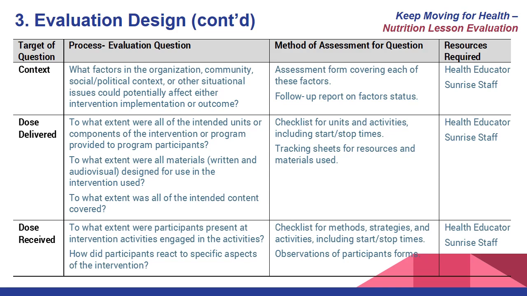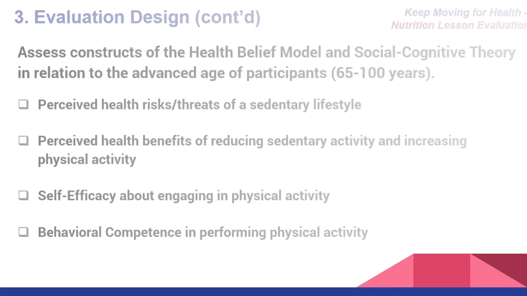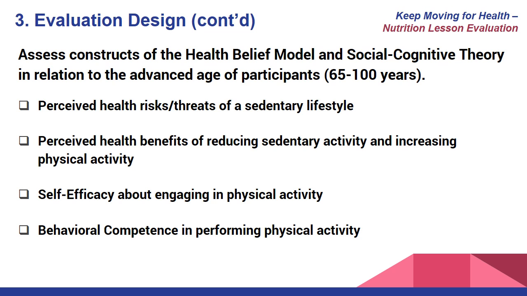All right, assess constructs of the health belief model and social cognitive theory in relation to the advanced age of the participants. These participants are 65 to 100 years old. The constructs that were utilized for this lesson include the perceived health risks of a sedentary lifestyle, as well as the perceived benefits of reducing sedentary activity and increasing physical activity, followed by the self-efficacy, as I mentioned, about engaging in the activity and the behavioral competence in performing it.